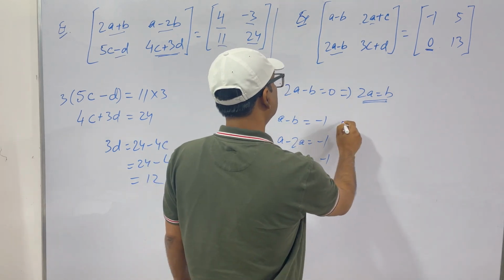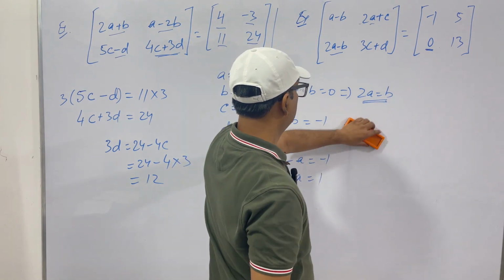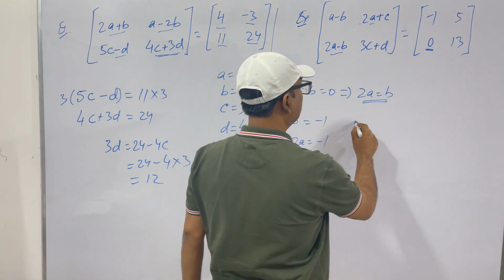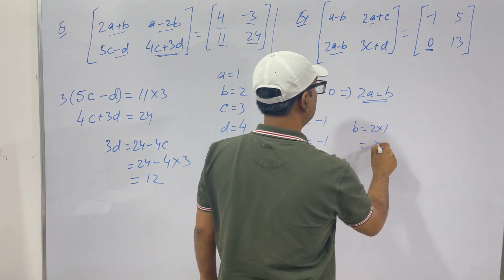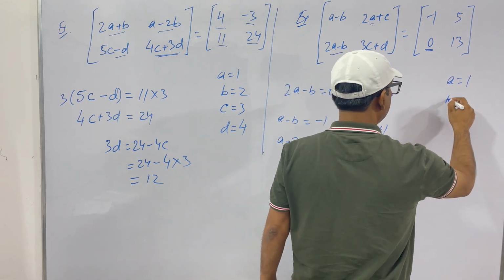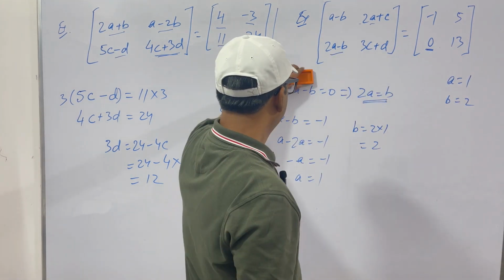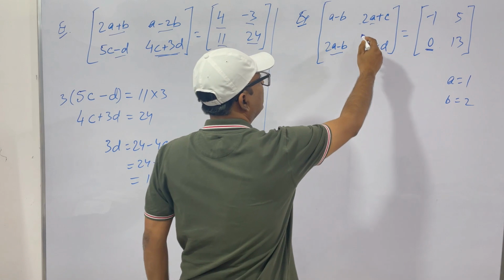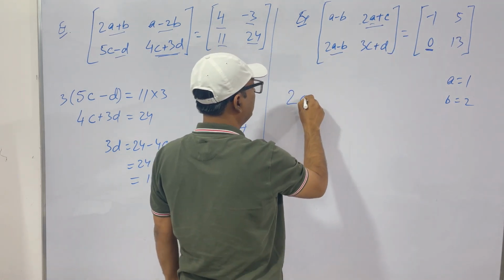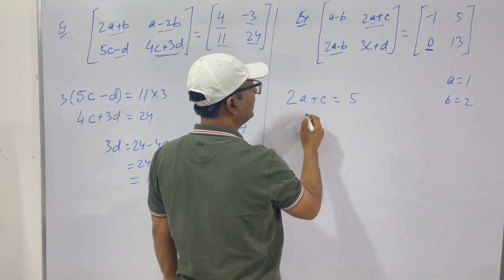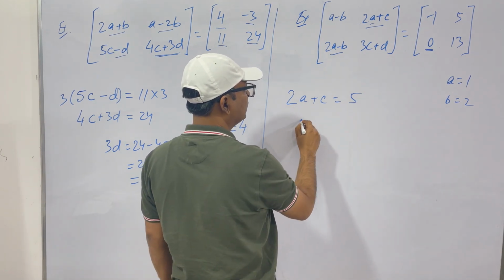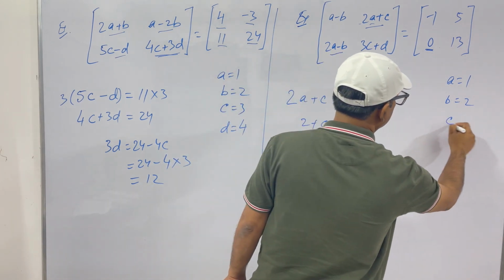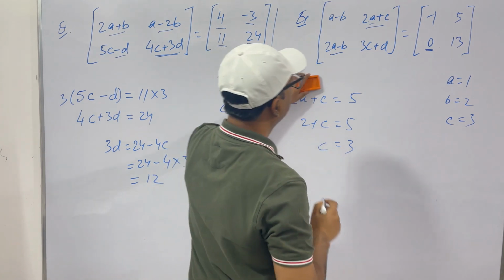a is equal to 1, then what is b? So a is equal to 1, from here what we get? b equal to 2 cross 1, that is 2. So I'm writing the values here, a is 1, b is 2. Now, we have to find the values of c and d also. 2a plus c is 5. We have the value of a, this is 1. So this is 2 plus c equal to 5. This is c equal to 5 minus 2, that is 3. So c is 3.